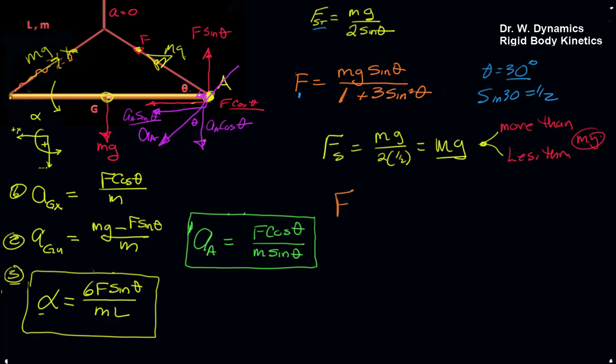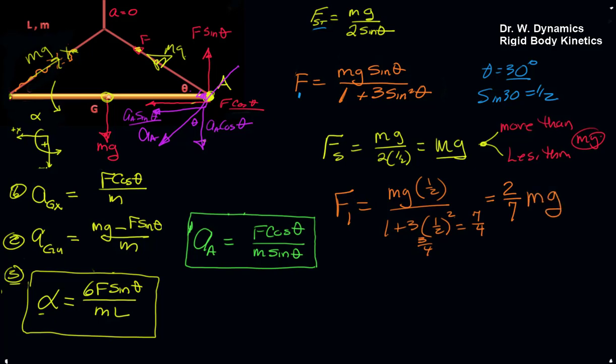So our F1 will be mg sine of theta, which is a half, divided by 1 plus 3, and the sine of theta is a half, and that's squared. This will be 3/4, and we add 1 plus 3/4 will give us 7/4, which we invert and multiply will give us 2/7 of mg. So it turns out it's less than, in fact it's far less than, it's less than even half of the mg value while that bar is accelerating down.